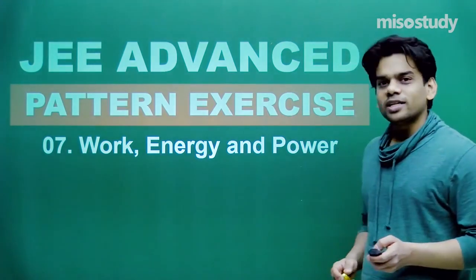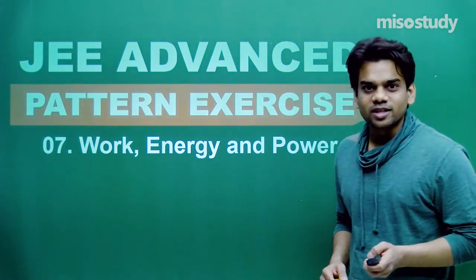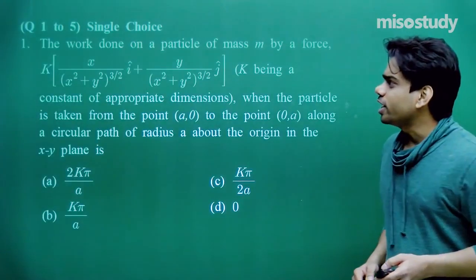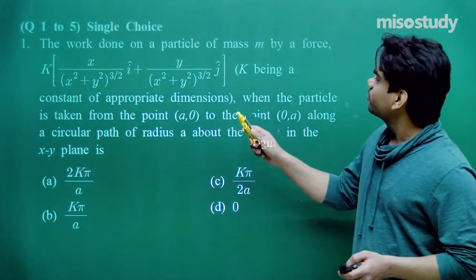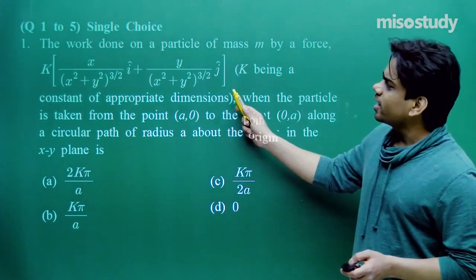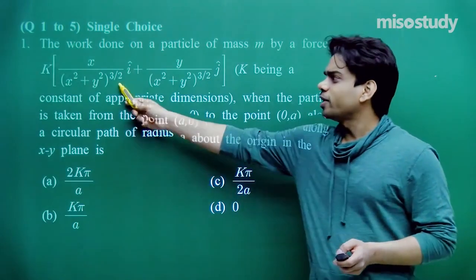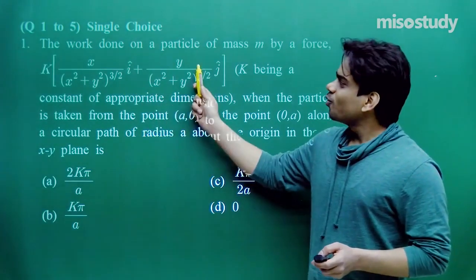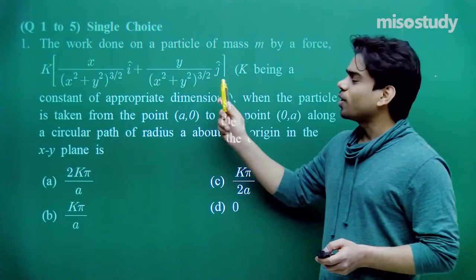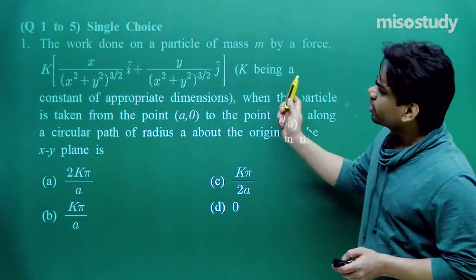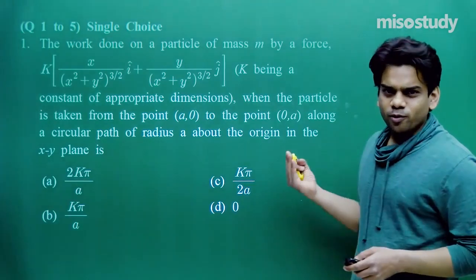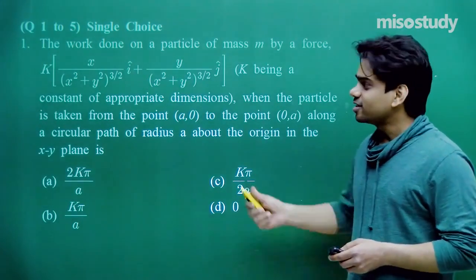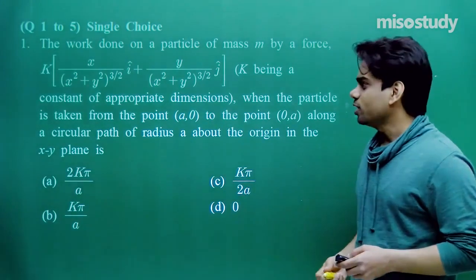Now next, first of all, let's start the JEE Advanced practice with this exercise. The first question of the day is: the work done on a particle of mass m by a force F equals k times, in brackets, x divided by (x square plus y square) power 3 by 2 i cap plus y divided by (x square plus y square) power 3 by 2 j cap, k being a constant of appropriate dimension. So its dimension will depend on that force and the distance, x and y.